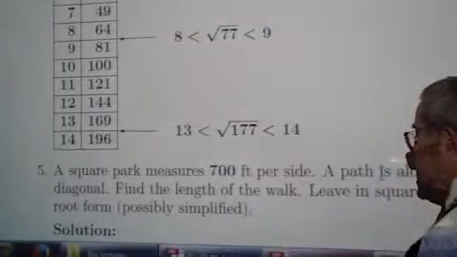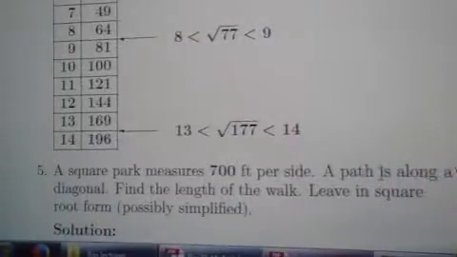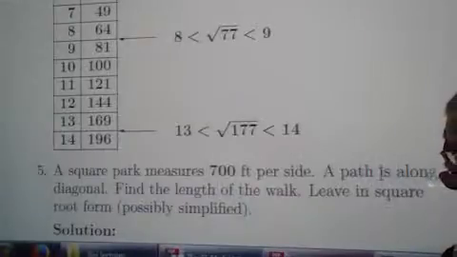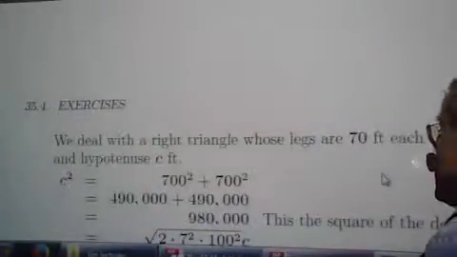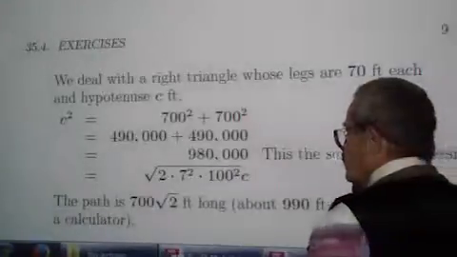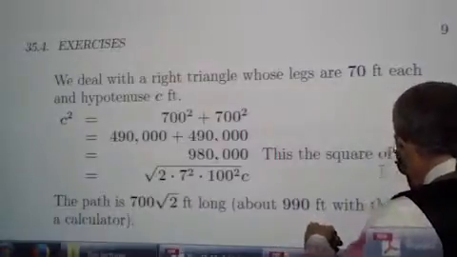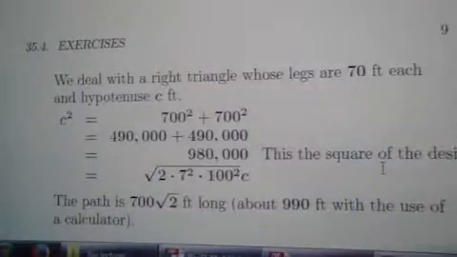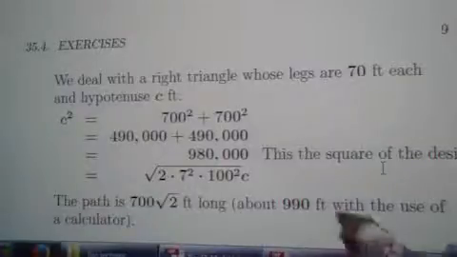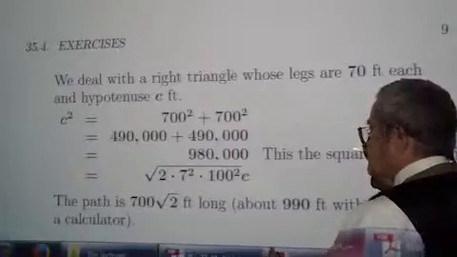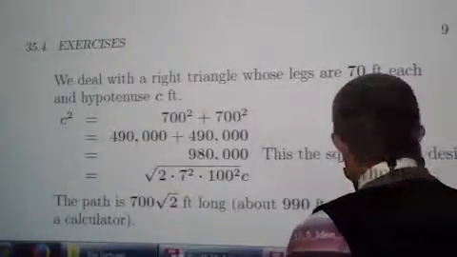And here the walk, the diagonal of the square park, I came out with approximately 700 times the square root of 2, which is about 990 feet. Now, I used a calculator to find the square root of 2. Without a calculator, you could bracket it. I'm running out of time. Now, we are just about done. I want to do one more thing.